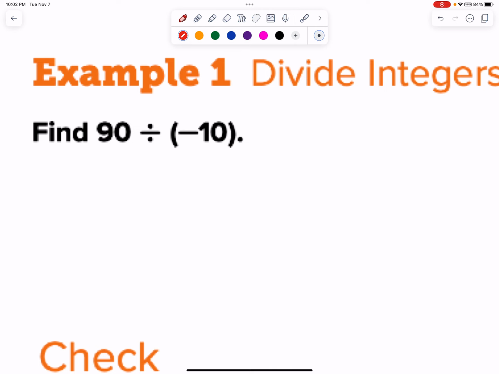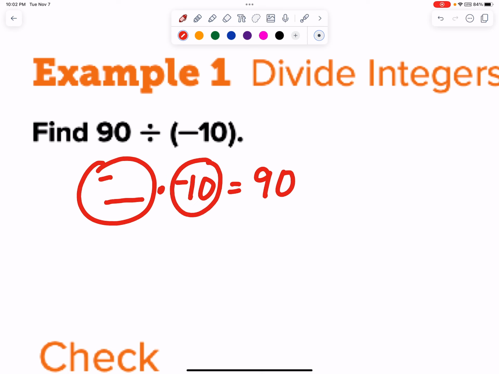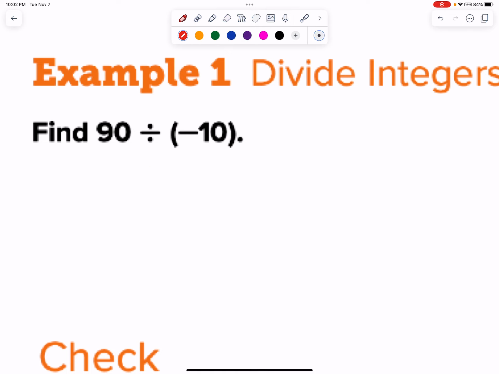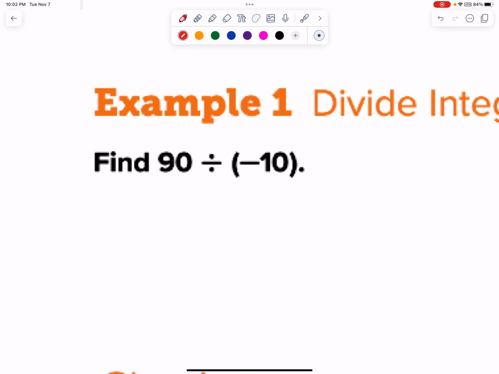missing multiplication problem. We know that if I looked at this a different way, the question would be what times negative 10 equals 90? And so obviously my answer is going to have to be negative, okay? So that the negative times the negative equals a positive. Okay, so I just wanted you to see that so that you can understand why the trick still works. We can look at division the same way.